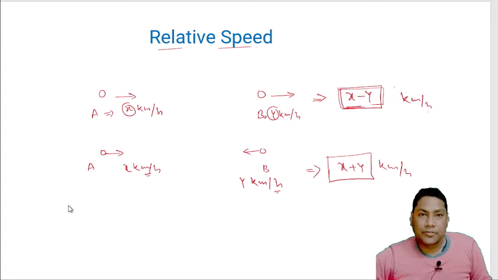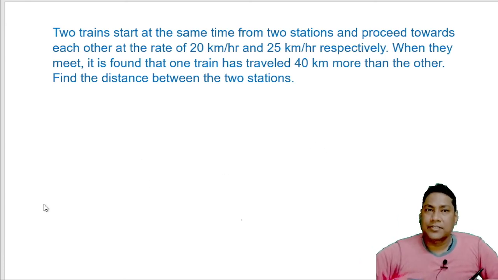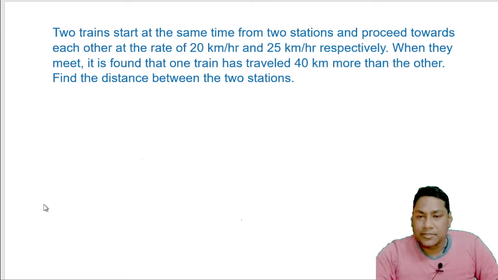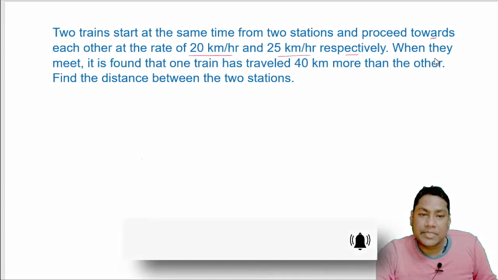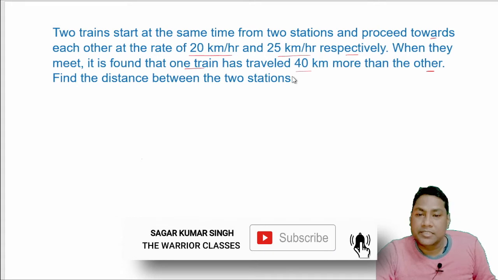Let us solve one question and we will understand it better. First of all, we will read the question, then analyze, and after that we will solve it. In this question they have given: two trains start at the same time from two stations and proceed towards each other at the rate of 20 km per hour and 25 km per hour respectively. When they meet, it is found that one train has traveled 40 kilometers more than the other. Find the distance between the two stations.